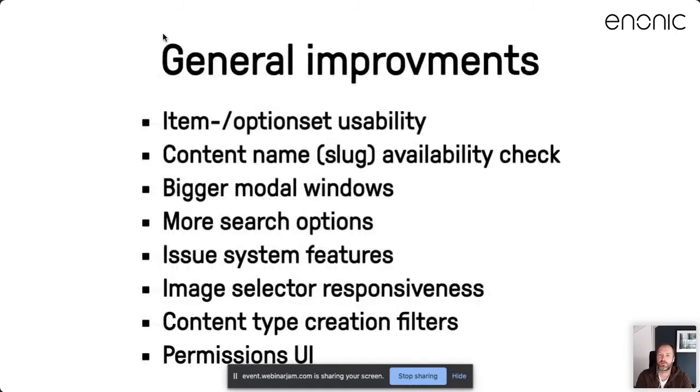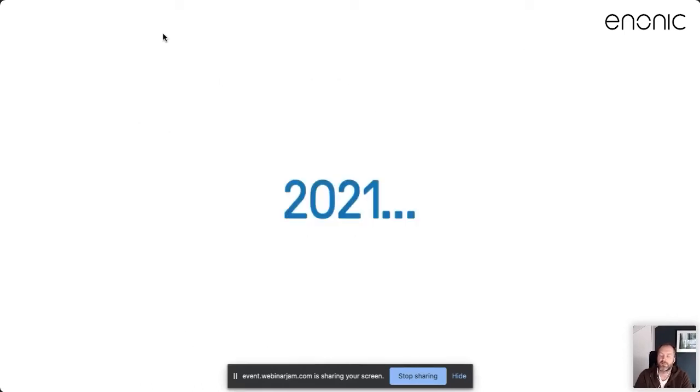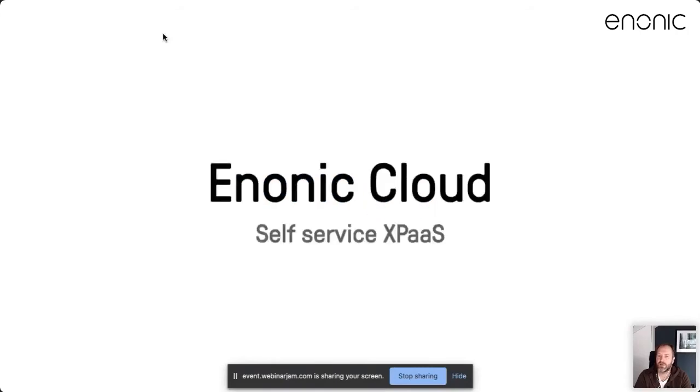Also, other things coming in Content Studio is general usability improvements, item sets usability, content slug availability checks, bigger modal windows, etc. So tons of improvements for editors there. Also, maybe late this year, but most likely next year, we'll see some interesting stuff coming.